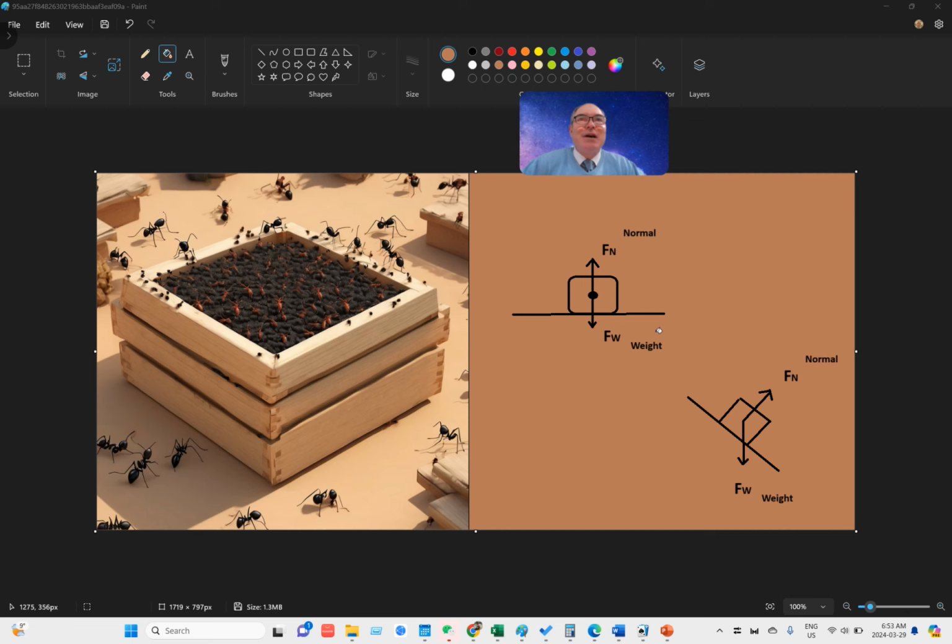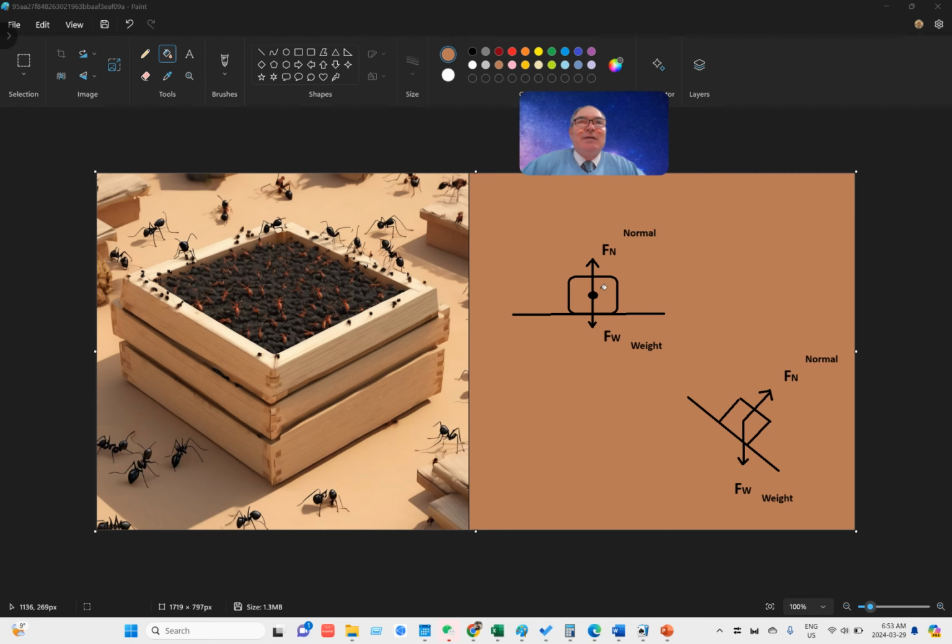Now the table is kind of pushing back on it, pushing it up, and we're going to call that the normal force. Now these arrows should be balanced. That should be the same magnitude or distance as this one. Maybe I made it a little bit off, but they're supposed to be about the same. So in this case, it's just sitting there. If they're balanced, then the net force is zero and it doesn't move.